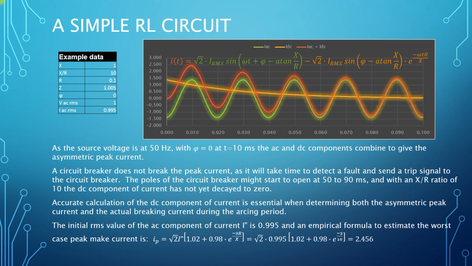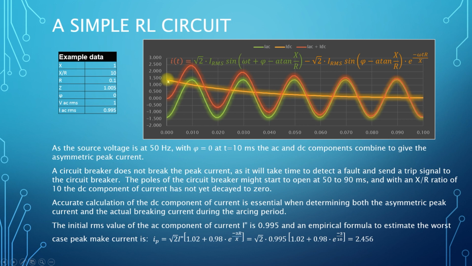So we now have all the information that we need to substitute into our equation for the instantaneous current, and that's what is shown in this graph here. So the green curve shows the steady state AC solution.